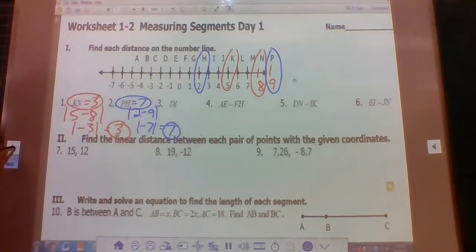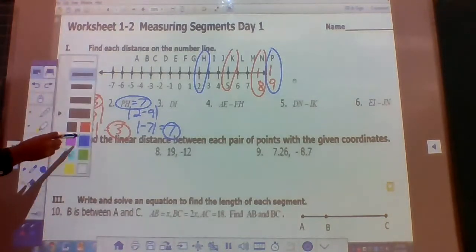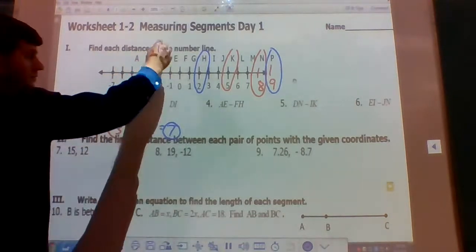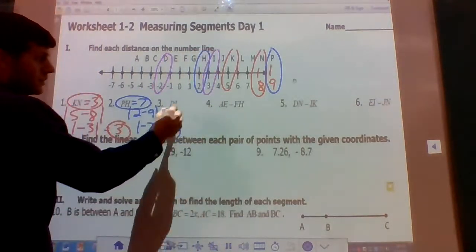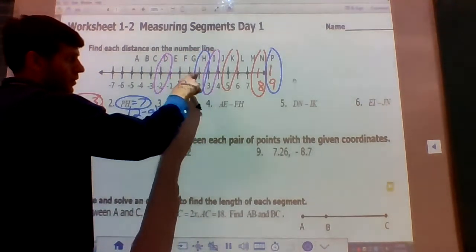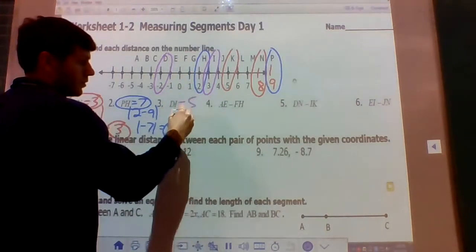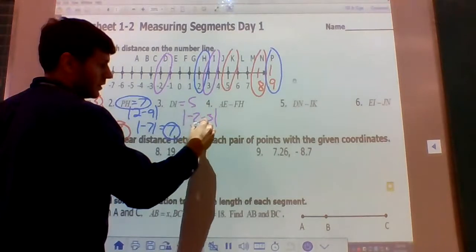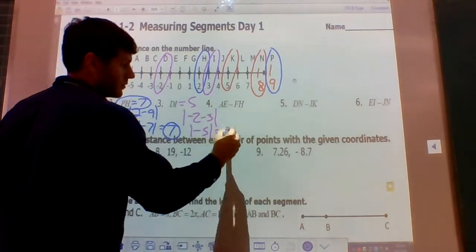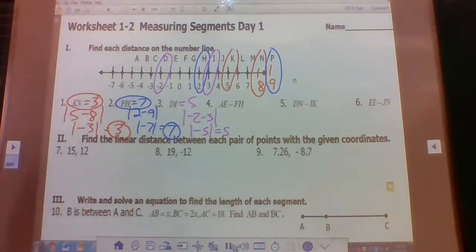DI. So we want to find the distance between D and I. So here's D, here's I. So that's going to be 1, 2, 3, 4, 5. Or we can do the absolute value of -2 minus 3, which is going to be the absolute value of -5, which is 5. Okay, counting is fine too.